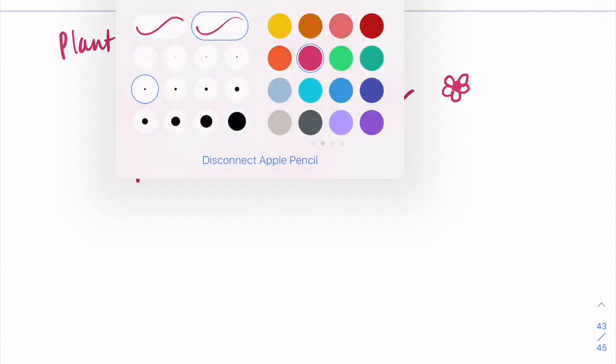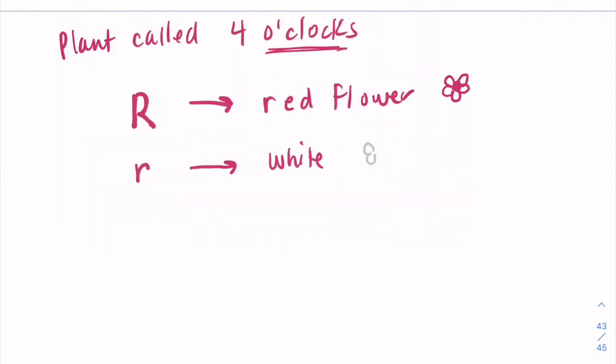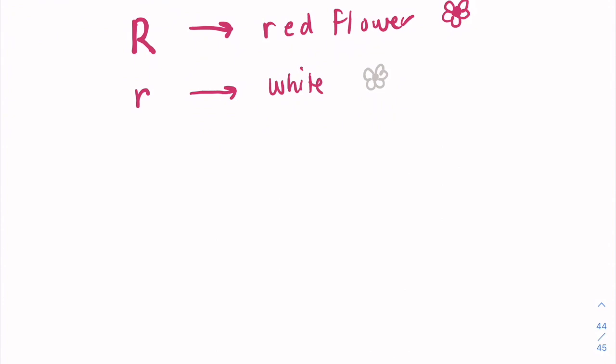How do I draw a white flower? There we go. It's as white as we're going to get on a white background. All right, so what if I cross a red flowering 4 o'clock that is homozygous dominant? So it's homozygous dominant. And I'm going to cross it with a white flowering plant.